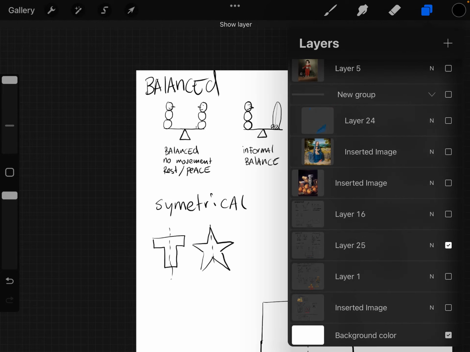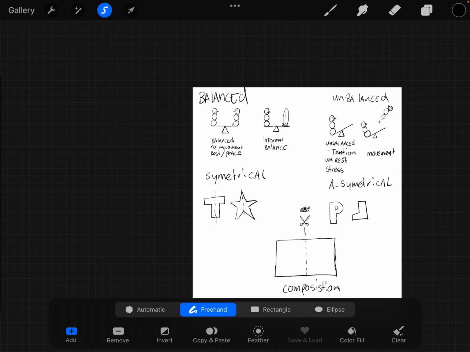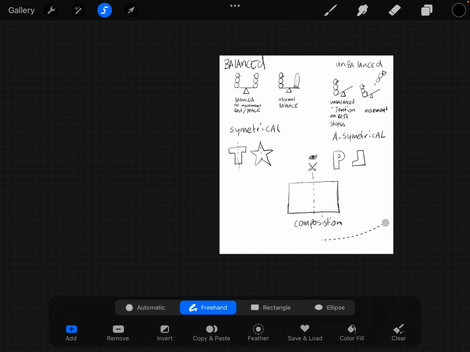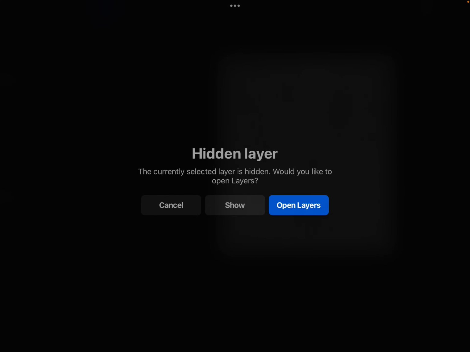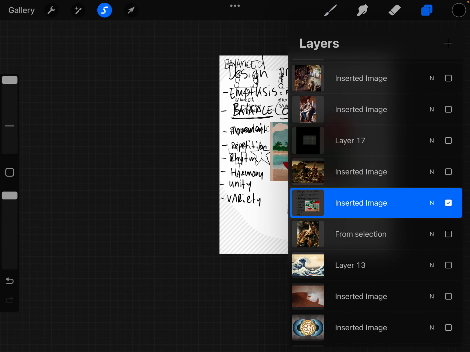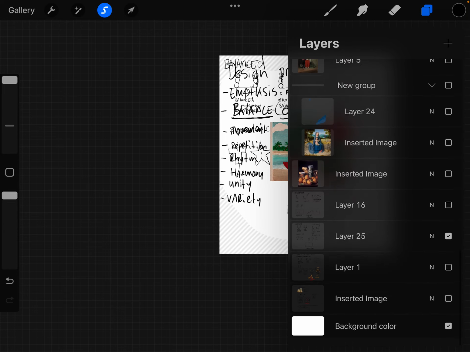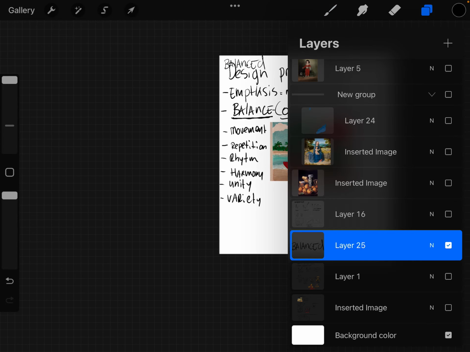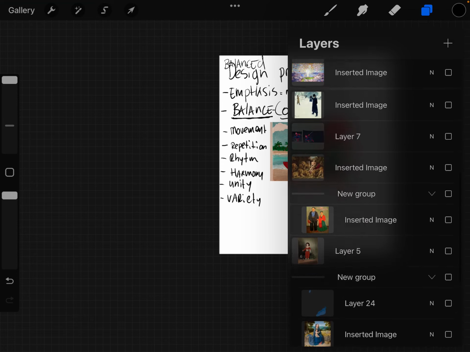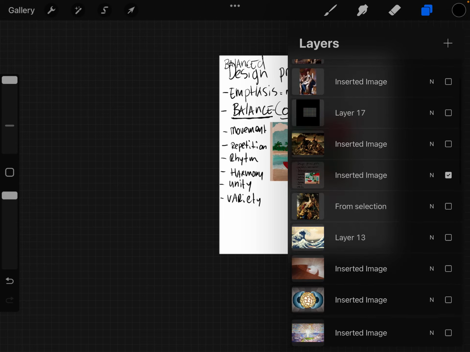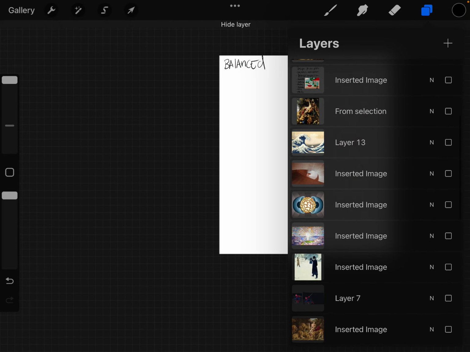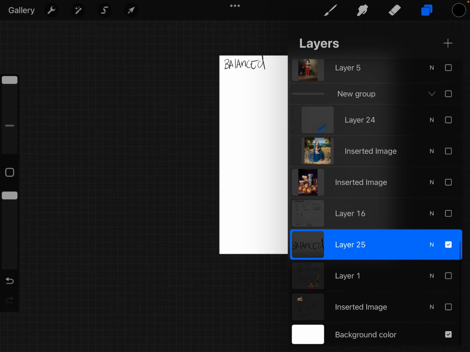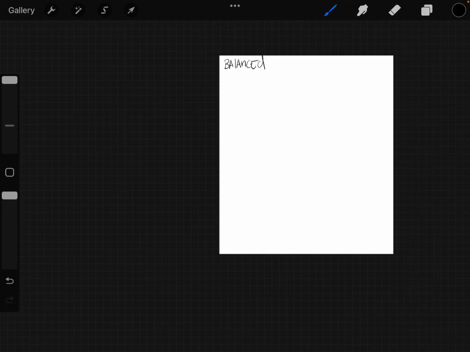Here we go. I'll get rid of all of this, and I will show you all of this stuff over here. I will delete all of this and start all the way from the beginning because it is better. Here we go. Okay, balance.